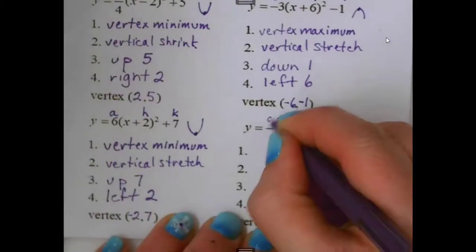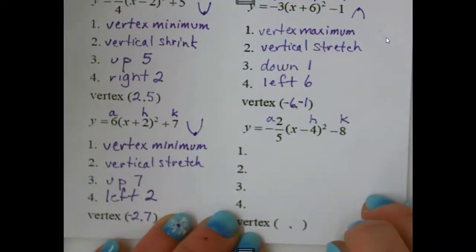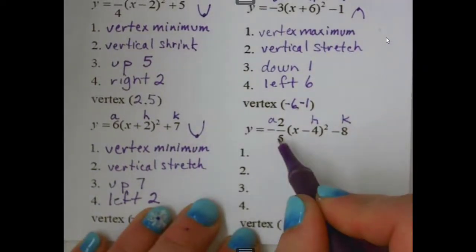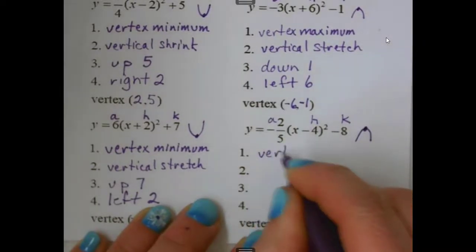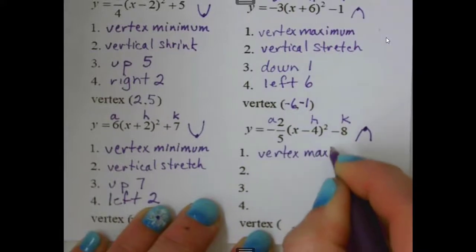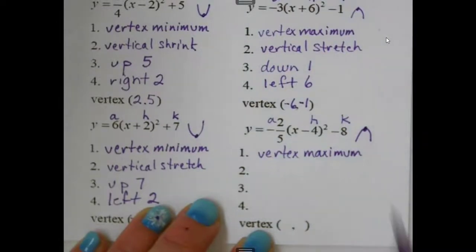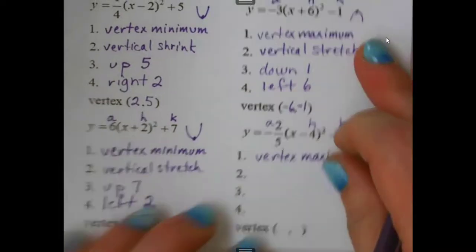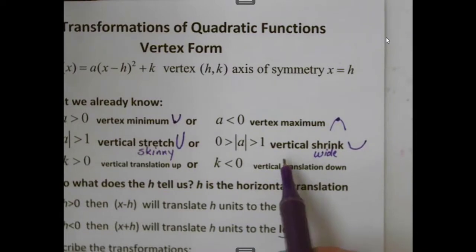Okay, one left. Same thing here. This is good practice. Go ahead and pause the video after you get them labeled. This time A is negative. Sad parabola, so we will have a vertex maximum. -2/5 would fit in here. The absolute value of -2/5 is +2/5, so we're going to have a vertical shrink.